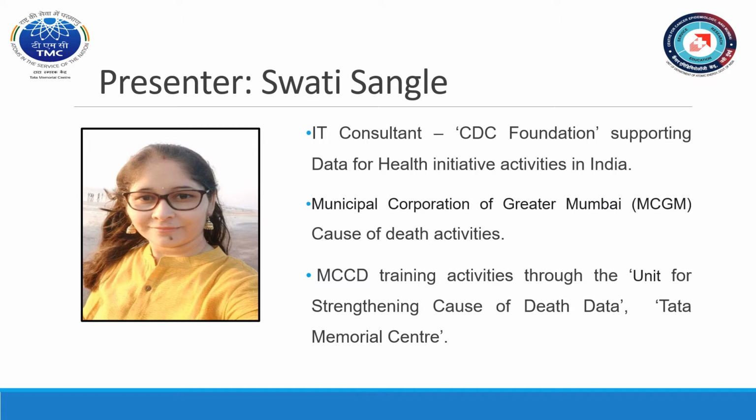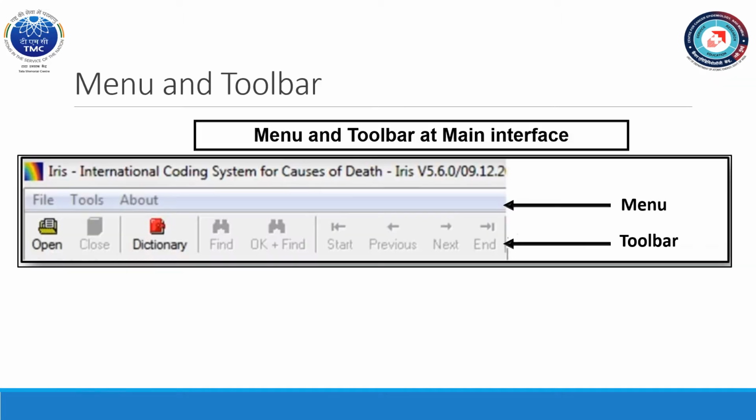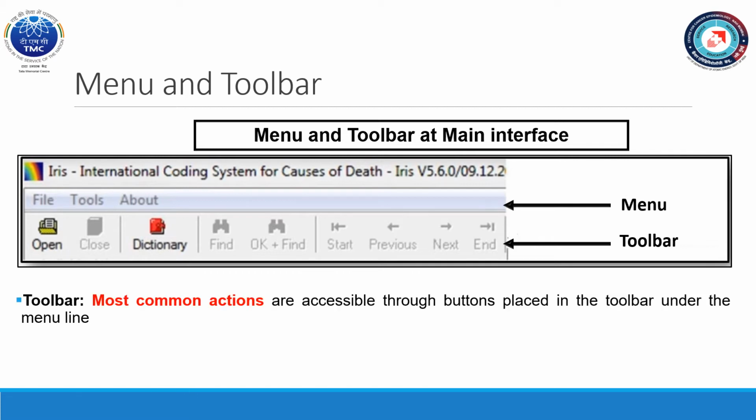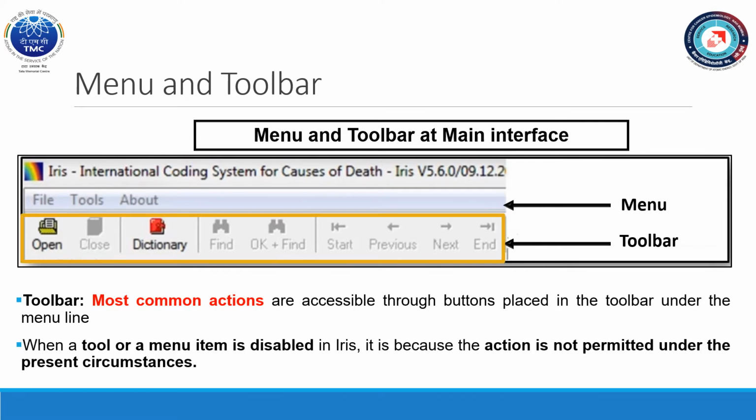This video gives a short but complete description of Iris menus and tools. Let's start with menu and toolbar at main interface. The upper part of the Iris user interface on screen includes a menu and a toolbar. Most common actions are accessible through buttons placed in the toolbar under the menu line. When a tool or menu item is disabled in Iris, it is because the action is not permitted under the present circumstances.